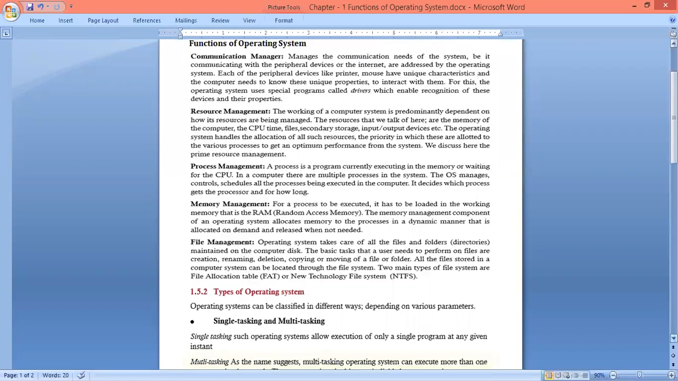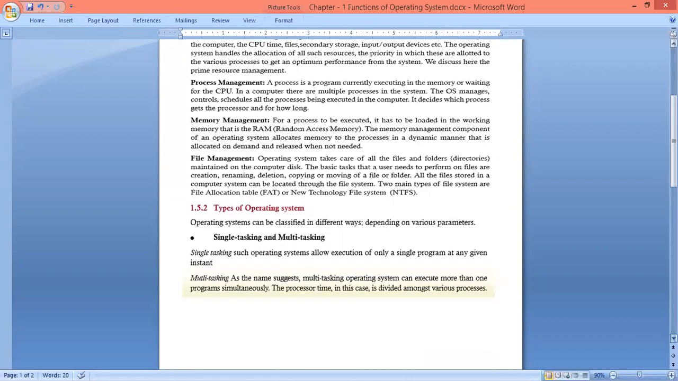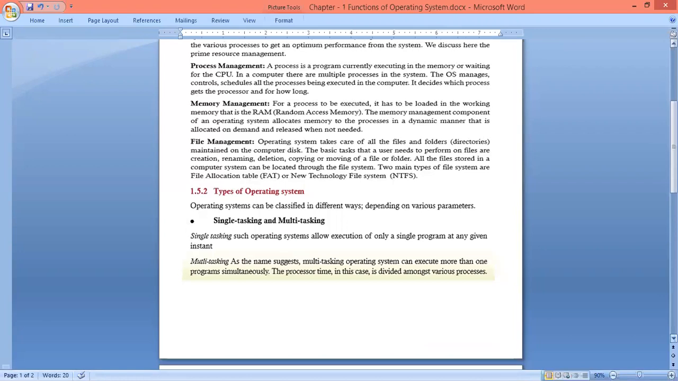Now let's talk about types of operating system. First is single tasking and multitasking. If the operating system allows only one task at a time, that is a single task operating system. And if it can handle and perform multiple tasks at a single moment, it is known as a multitasking operating system.